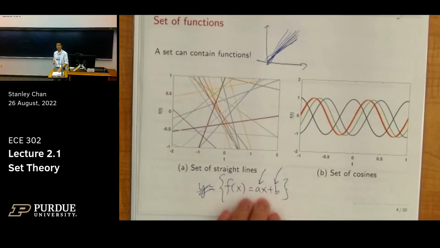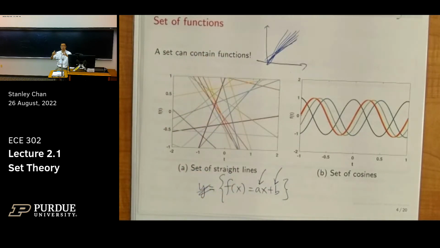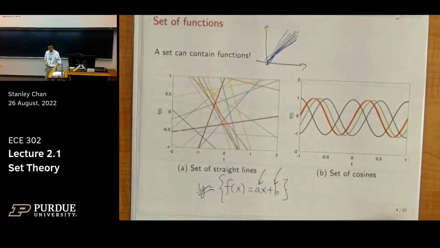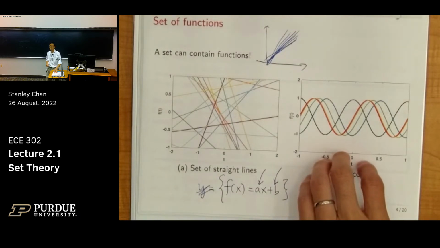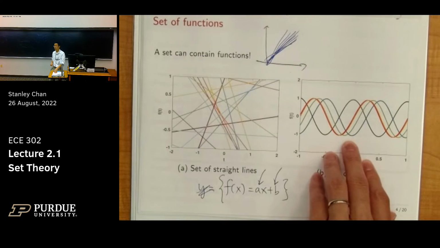This is a set that is parameterized by 2 parameters. Although when you try to write it out, you have infinitely many choices, when you try to describe them in math, you only need 2 parameters. Very simple description. This is another example. This is a set of all the cosine functions with unit amplitude. I'm just changing its phase offset. I'm not changing its wavelength.